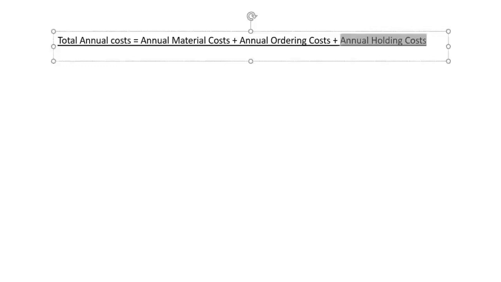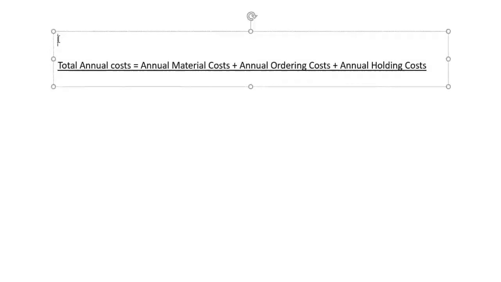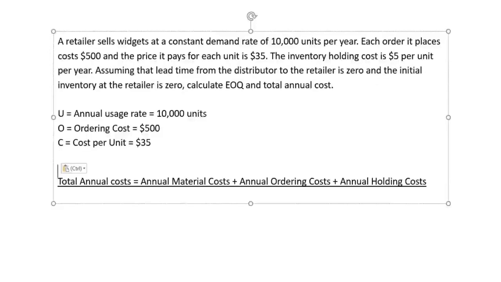Tell you what, let me just add that box in here one more time, since that might make it easier. Let me just add this real quick. I want to make sure we have this. And holding costs. Holding cost is $5 per year. $5 per unit.